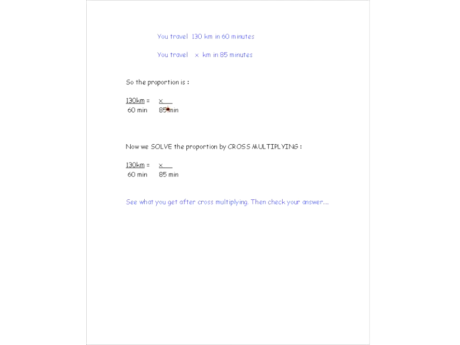So we know we use cross-multiplying. Okay, so again, see what you get after cross-multiplying. I'll just give you a sec, and then you can check your answer. So just set up the cross-multiplication. Probably won't take too long to write it down.